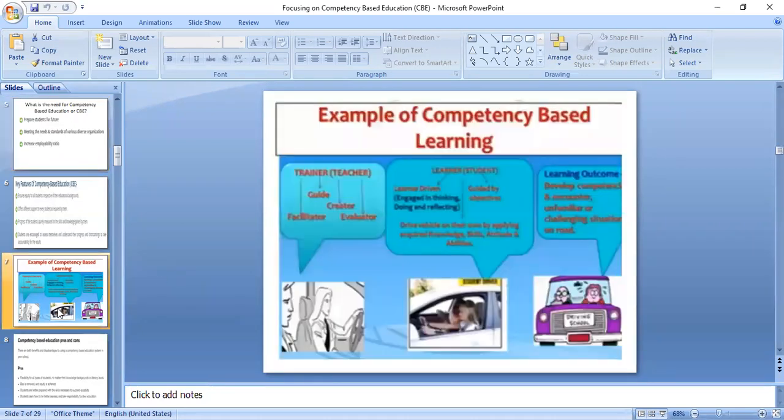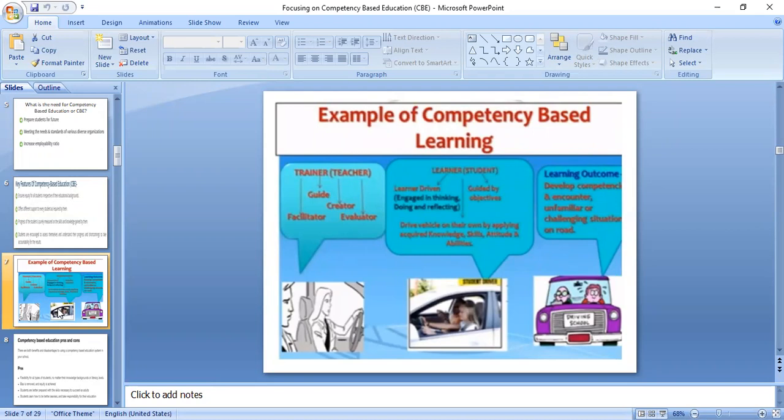Next is an example of competency-based education or competency-based learning. We can see in this picture that two people are learning driving. Competency-based education can be understood by this. What are we working as? A dictator? No, it is not. We are a facilitator, a guide, and an evaluator, but an evaluator of a different kind.